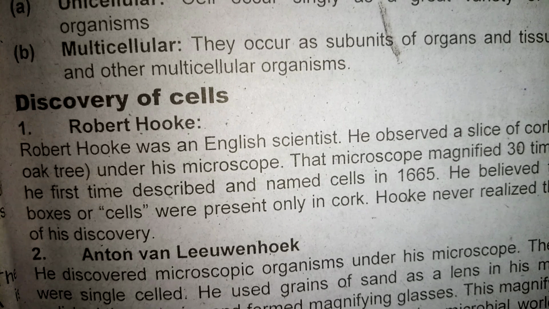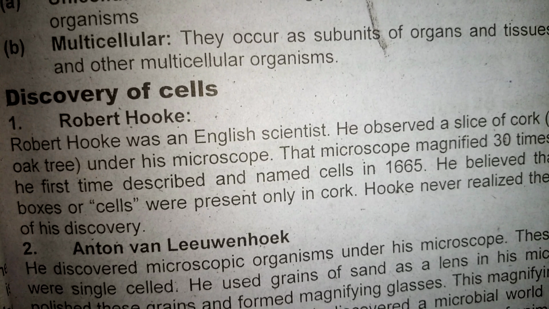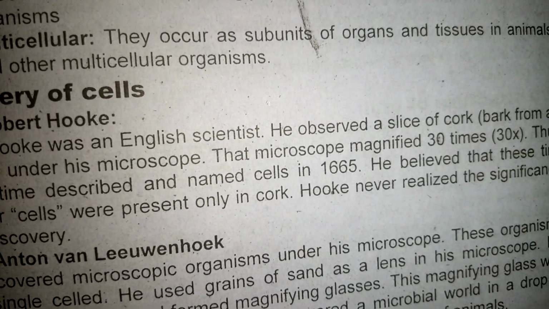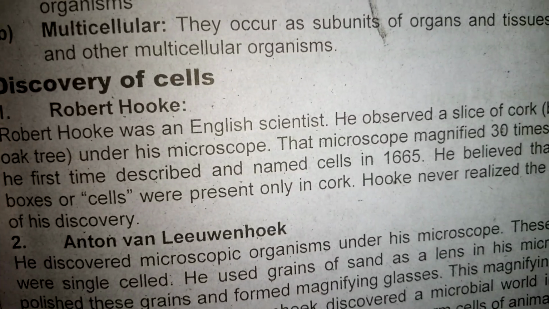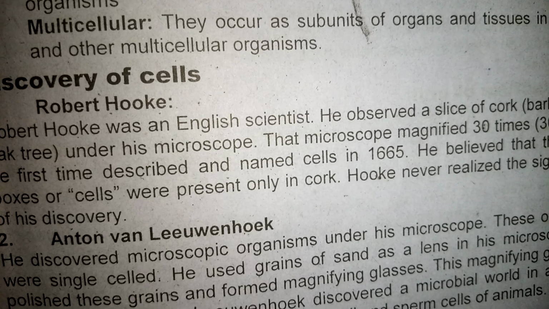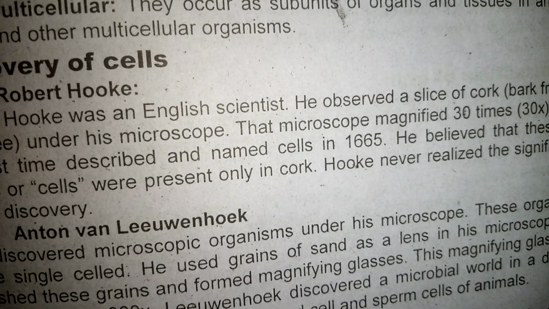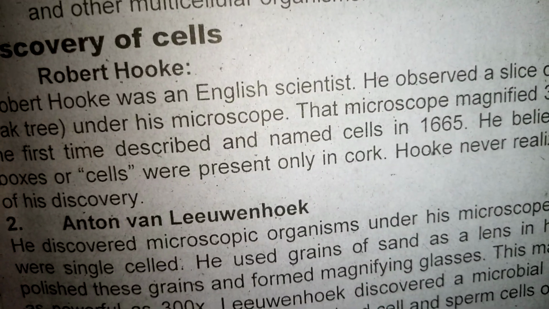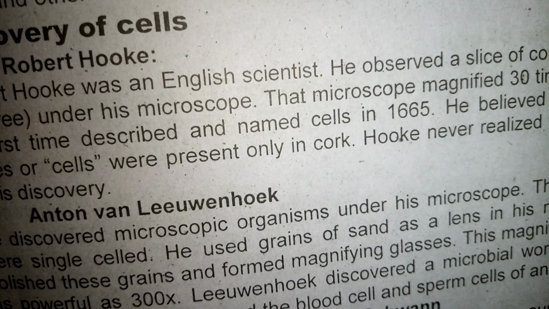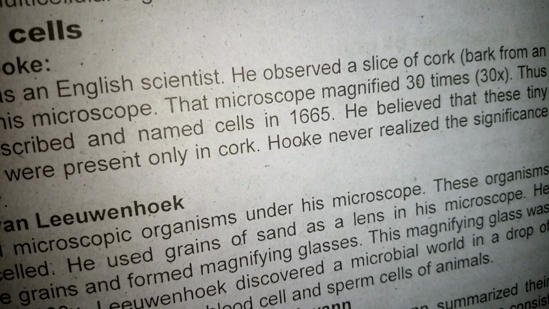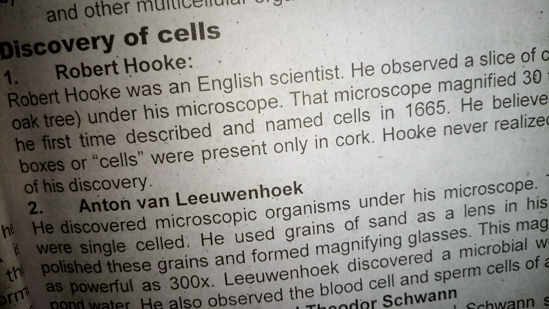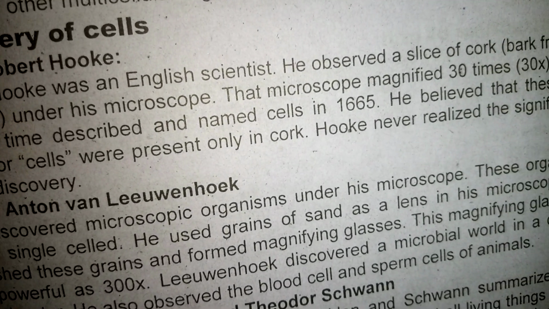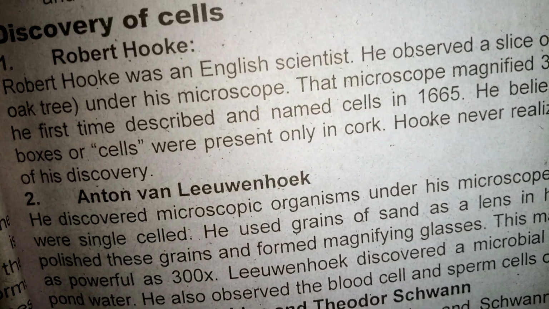Discovery of cells. First, Robert Hooke. Robert Hooke was an English scientist. He observed a slice of cork bark from an oak tree under his microscope. That microscope magnified 30 times, 30x. Thus, he described and named the cells for the first time in 1665. He believed that these tiny boxes, or cells, were present only in cork. Hooke never realized the significance of his discovery.